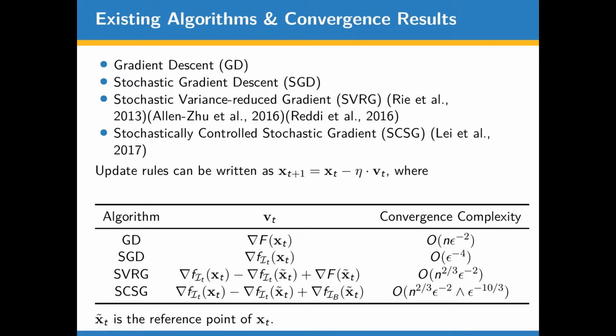Before we introduce our algorithms, let's first briefly review some existing algorithms where the updates are based on so-called semi-stochastic gradient VT. As you can see from the table, the algorithms GD and SGD are based on the semi-stochastic gradient VT, which can be regarded as the full gradient and stochastic gradient at point xt. For the algorithms SVRG and ACSG, they use so-called reference points and use them to construct the VT. And as you can see from the convergence complexity, the use of reference points is indeed helpful for the convergence results.